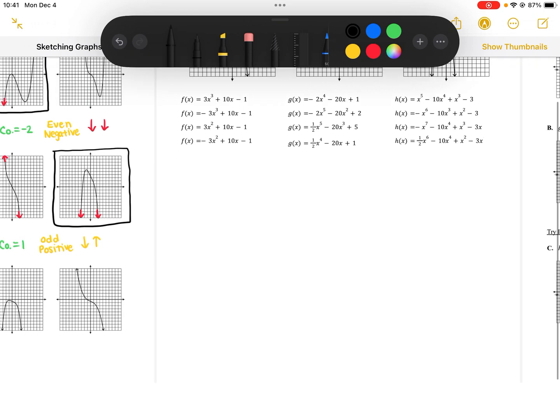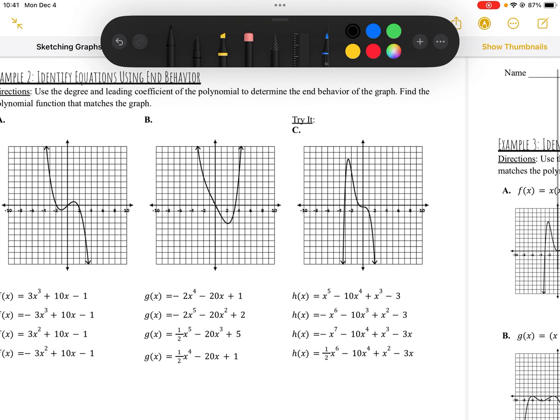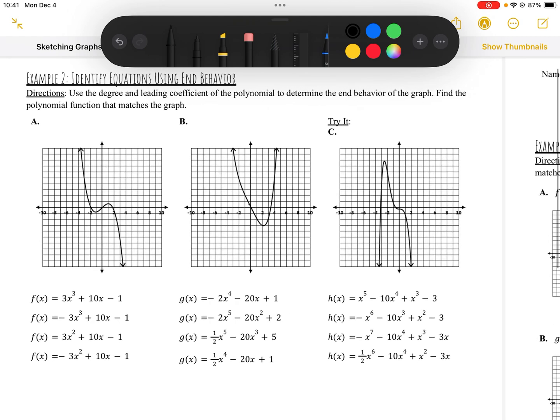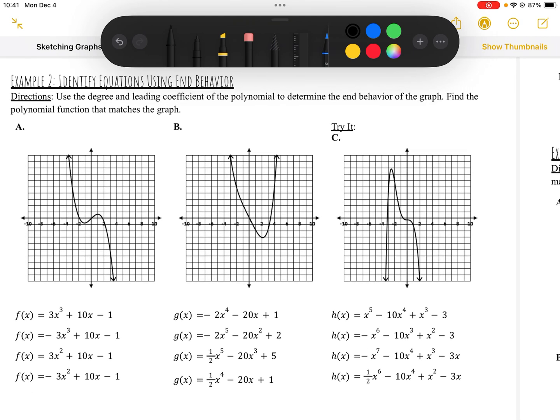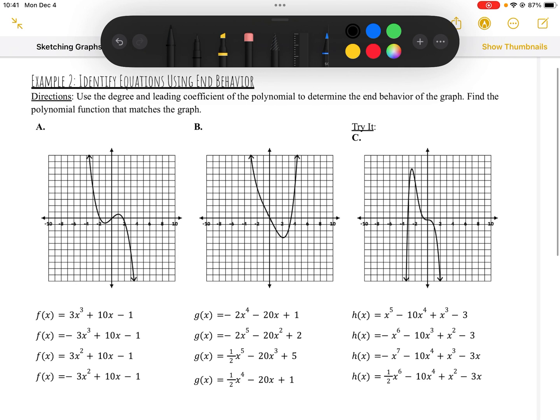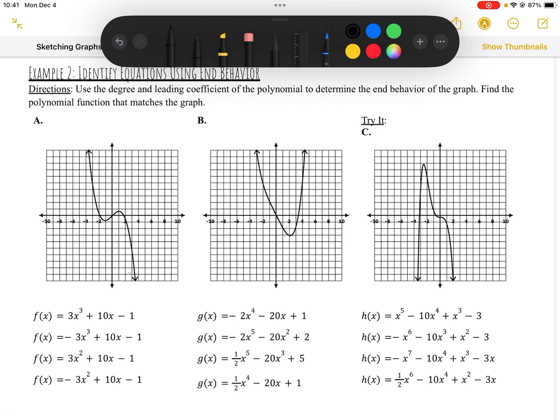So now we're going to go ahead and look at example 2 on the back. For example 2, this time we are going to identify equations using end behavior. So we are going to use the degree and leading coefficient of the polynomial to determine the end behavior of the graph. We will find the polynomial function that matches the graph. Okay, so we have to figure out which one correctly matches the graph based on the degree and leading coefficient.